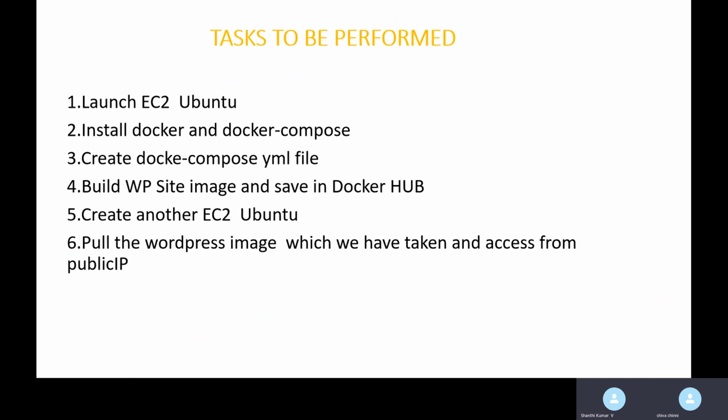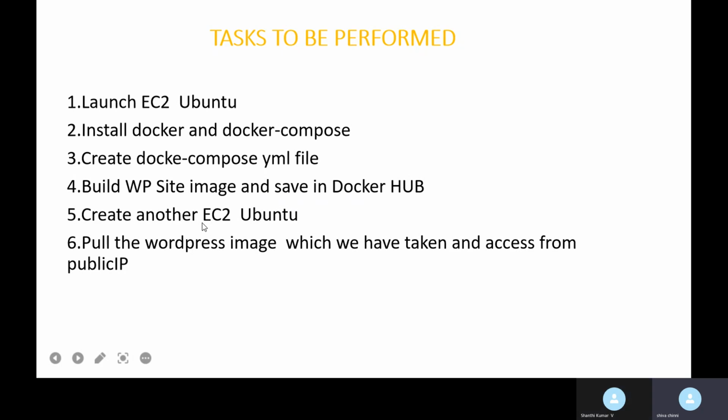For this, first of all, we need to launch one EC2 server in our AWS console. Then in that EC2 server, we need to install Docker and the Docker Compose engine. Then we need to create one Docker Compose YAML file. In that YAML file, I will configure WordPress with a MySQL DB. Then we can build the WordPress site image and save it in Docker Hub. So we need to push the WordPress site image to Docker Hub.